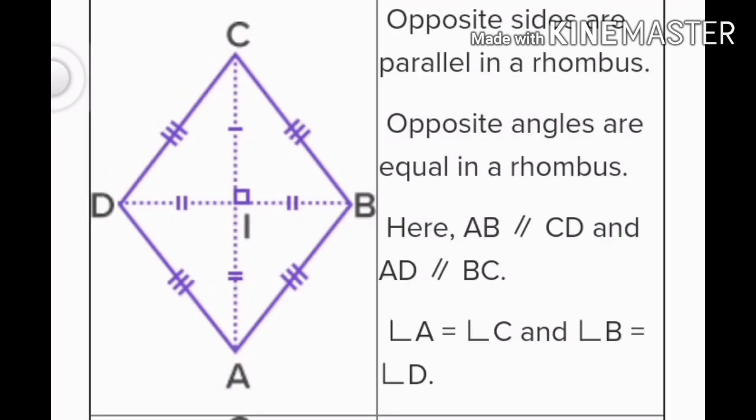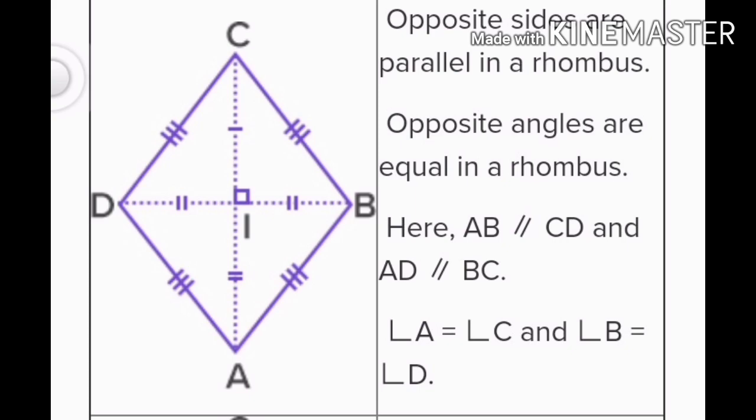Let's see the third property. The third property is that opposite sides are parallel in a rhombus. Look at the diagram. Opposite sides are parallel, and opposite sides are equal also. AD and BC are parallel and equal. In the same way, AB and DC are also parallel and equal. Am I clear? Opposite sides are parallel in a rhombus.